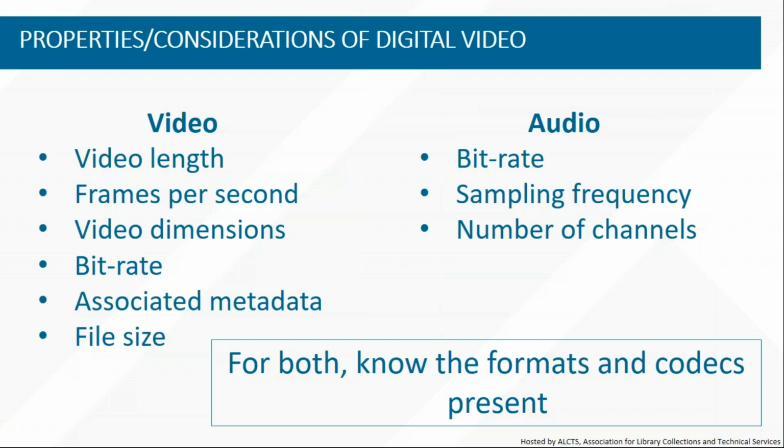So some properties and considerations of digital video to keep in mind are the video length, frames per second, video dimensions, bit rate, associated metadata, and then in audio, bit rate, sampling frequency, and the number of channels.